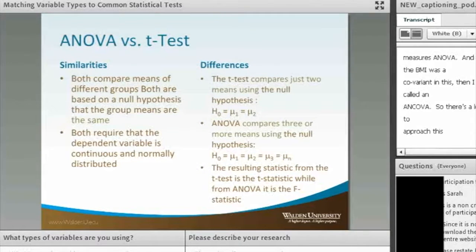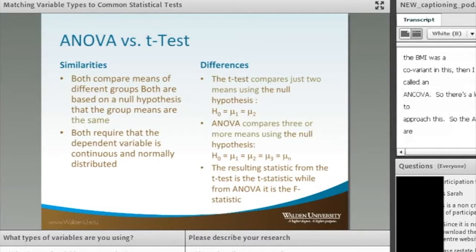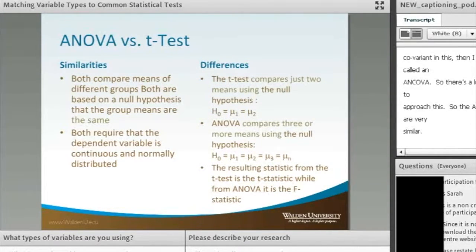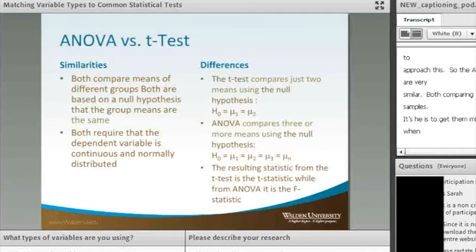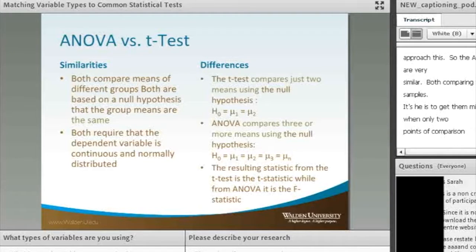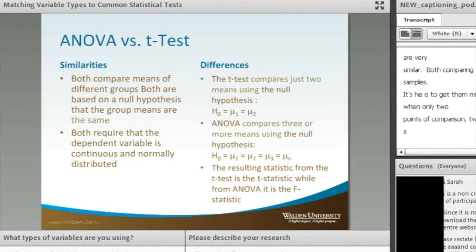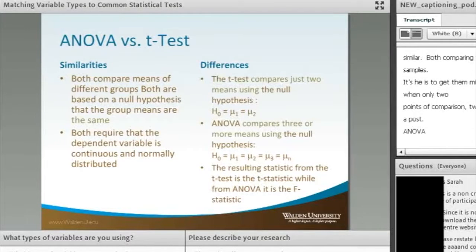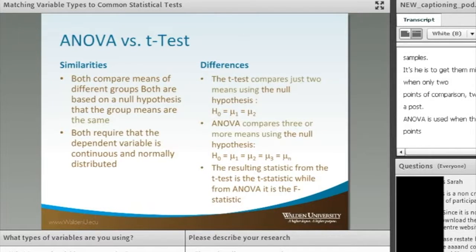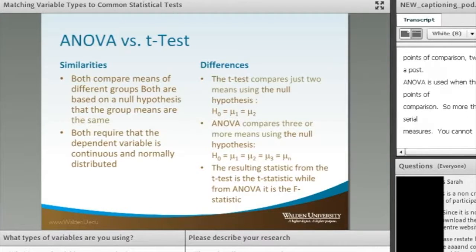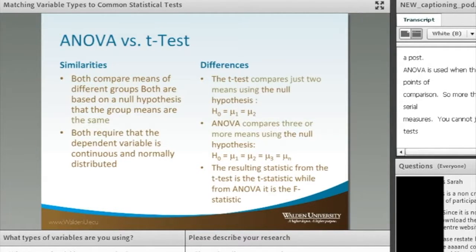So the ANOVA and the t-test are very similar. They're both comparing the means of samples, but it is easy to get them mixed up. The main difference is that t-tests are used when there are only 2 points of comparison, 2 levels, a pre and a post. ANOVA is used when there are multiple points of comparison, so more than 2 levels or serial measures. You cannot just use multiple t-tests because you increase your chance of what's called a type 1 error.